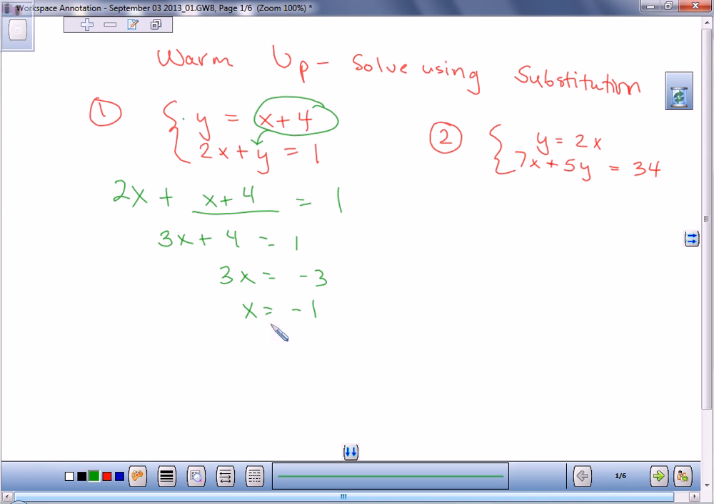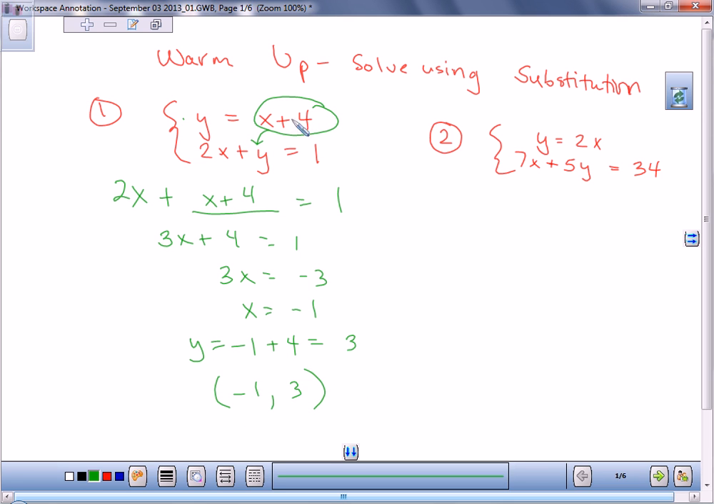Now that is almost my answer, but it's not the answer because we also need to know y. So we substitute back into that first equation, and you can choose either, but I always go with which one looks the easiest to me. And so I get y equals 3. The solution is this point, negative 1, 3.